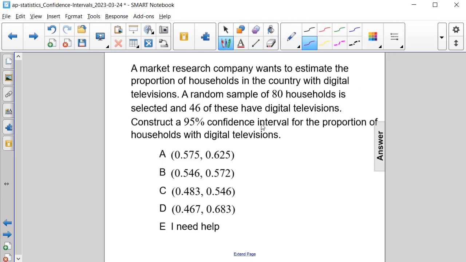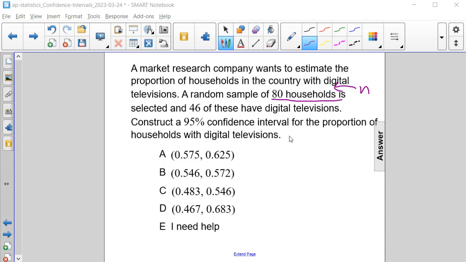In order to start this problem, we first have to identify our sample size, or our n value, and that n value is 80 households, because that's the total number that we're asked about digital television.